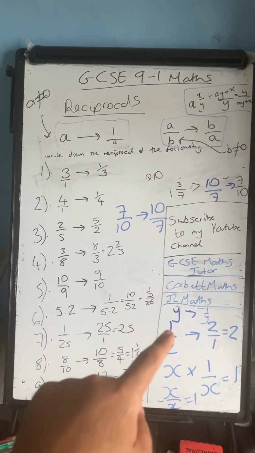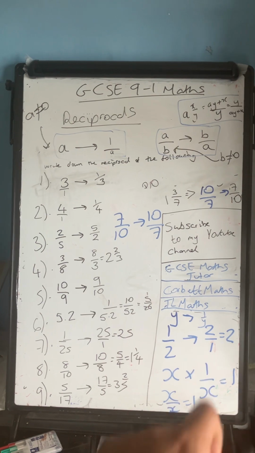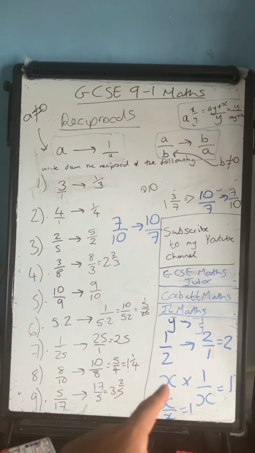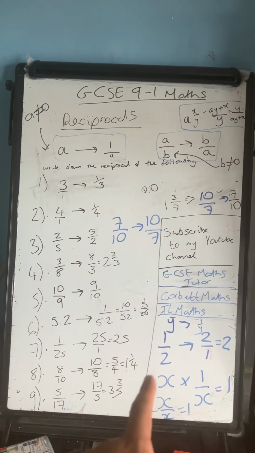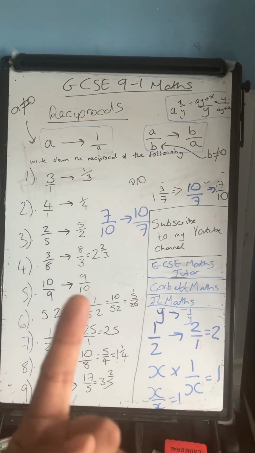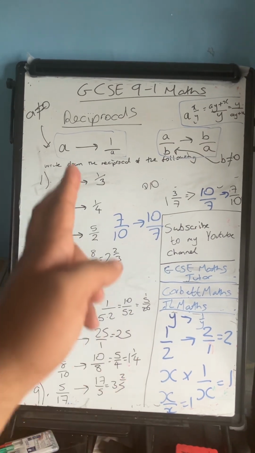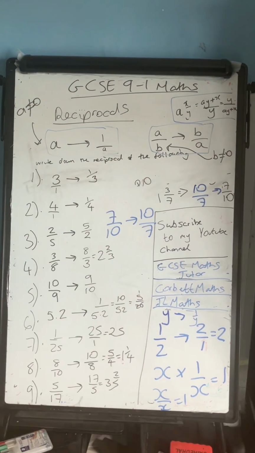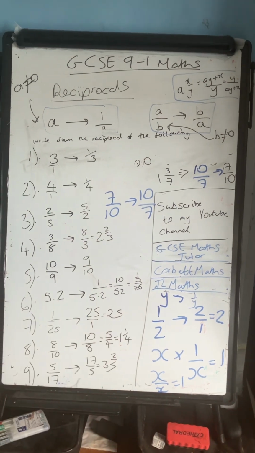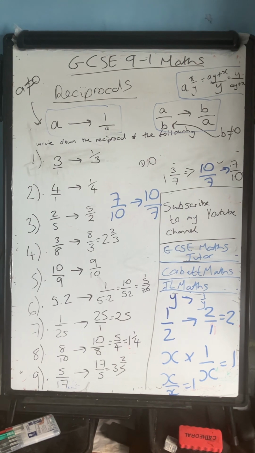Just in theory, y would go to 1 over y, a half would go to 2 over 1, which is going to be 2. And here, I've just put down a little fact, that if you times a number by its reciprocal, you will always get the whole number 1. So that's a way to check your answer. For example, if I do a times 1 over a, I get the answer of 1, so that tells me that I've done it correctly by finding the reciprocal.